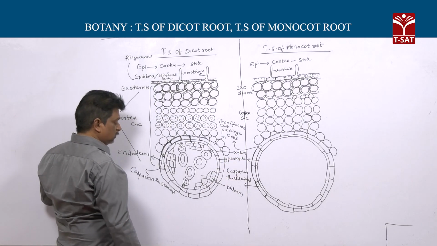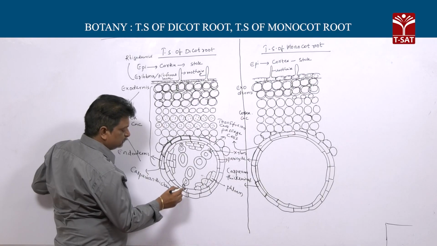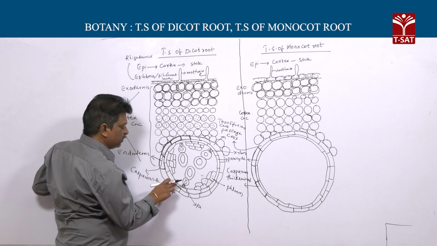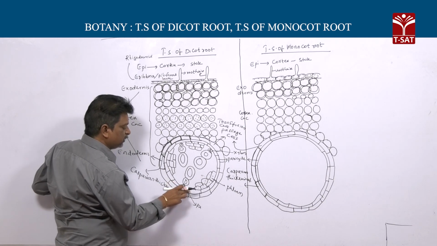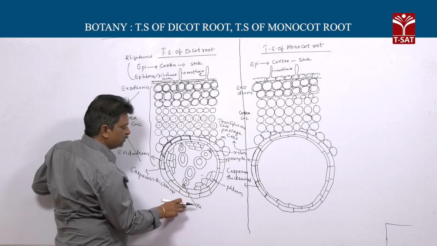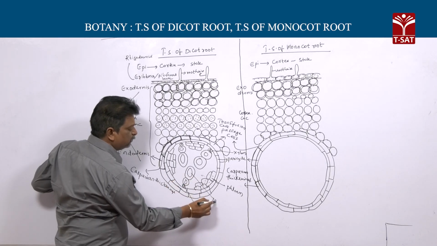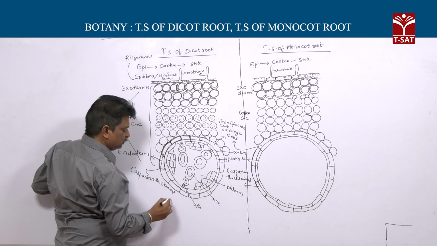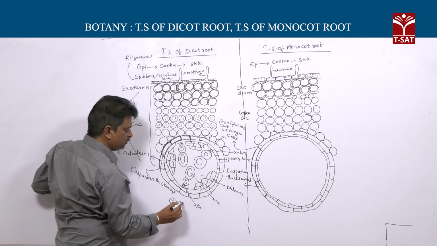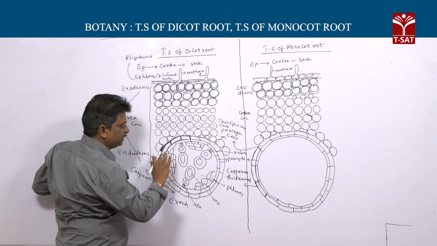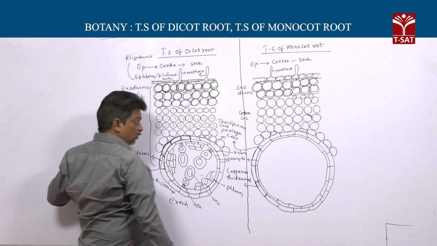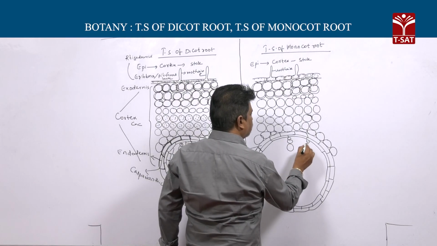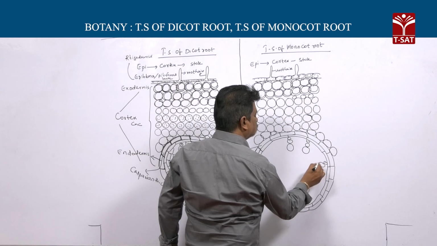Then, xylem differentiation is centripetal, in which protoxylem is towards the outside, means towards pericycle. Metaxylem is towards medulla. So, that centripetal differentiation gives exarch. So, the root character is that vascular bundles are radial.